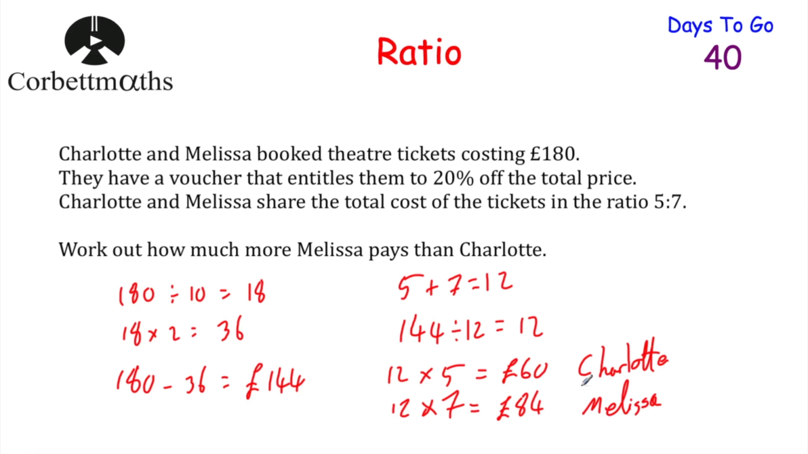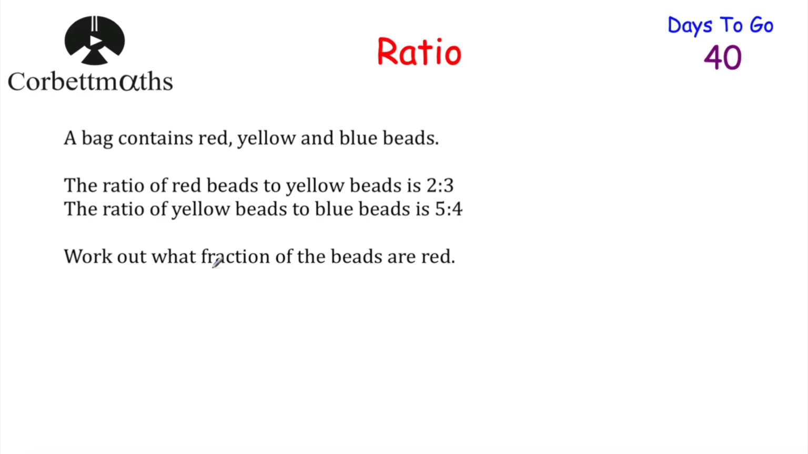So we've now worked out how much Charlotte would pay, which is £60, and how much Melissa pays, which is £84. But the question asks us how much more does Melissa pay than Charlotte? So we need to do 84 take away 60, which is equal to £24. So that means she pays £24 more than Charlotte, and that's it. And if you got that, well done. Okay, let's have a look at our next question.